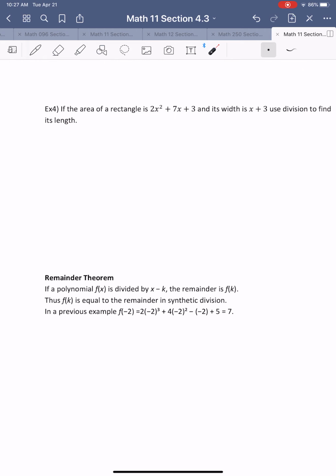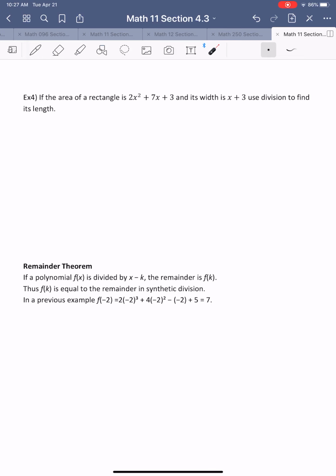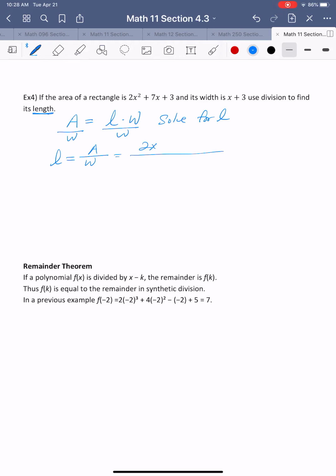All right, so let's do more practice. In example 4, the area of the rectangle is 2x squared plus 7x plus 3, and its width is x plus 3. Use division to find its length. The area of the rectangle is the length times width, but we are looking for the length. So the length is area divided by width: 2x squared plus 7x plus 3 over x plus 3.